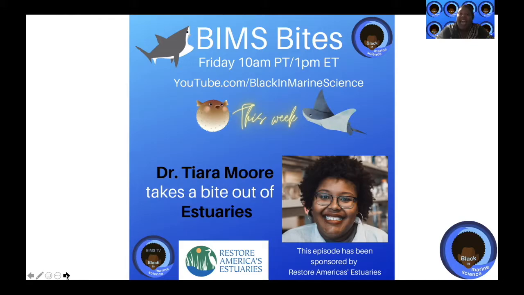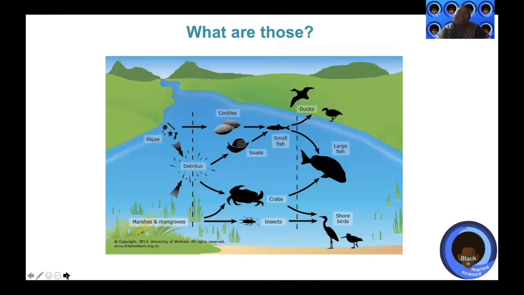And today, I'll be biting into estuaries. So, you may be thinking, estuaries? What are those? Estuaries are my favorite ecosystem. Not only do they provide habitat and resources, they also have tons of animals and plants, and a lot of resources for humans, of course. And they have a lot of different types of habitats in their ecosystems.